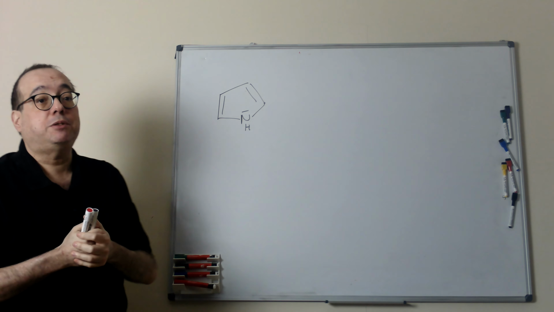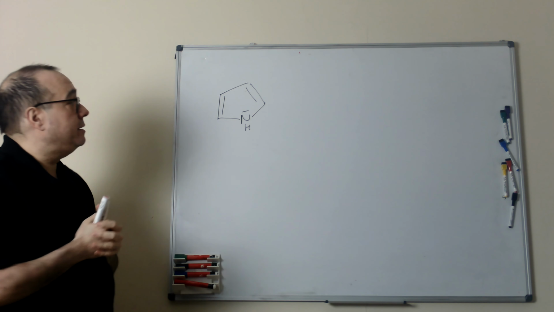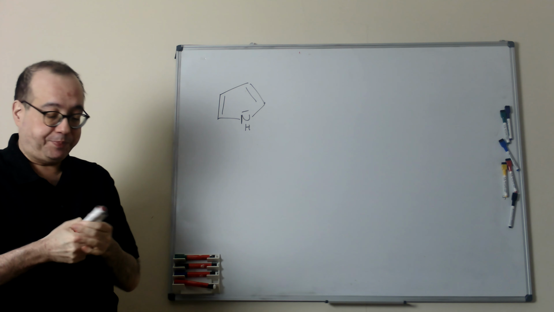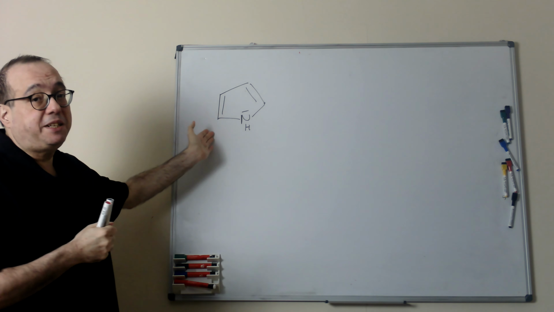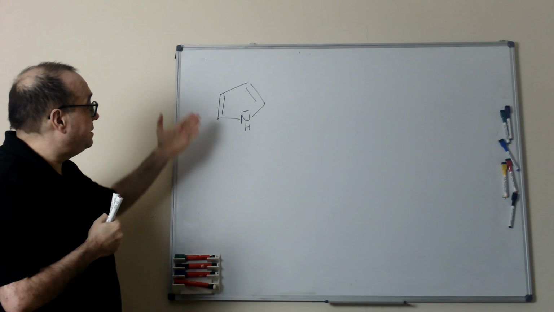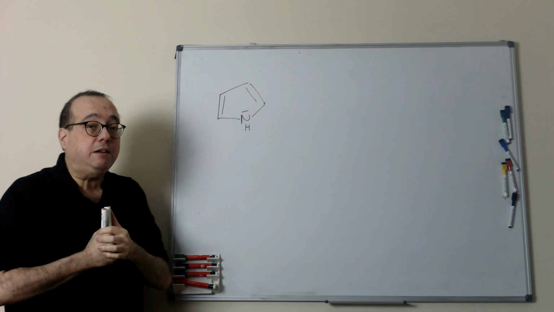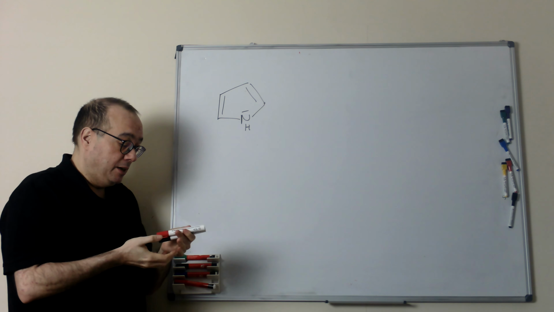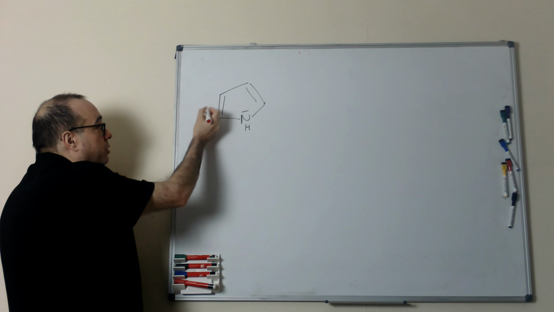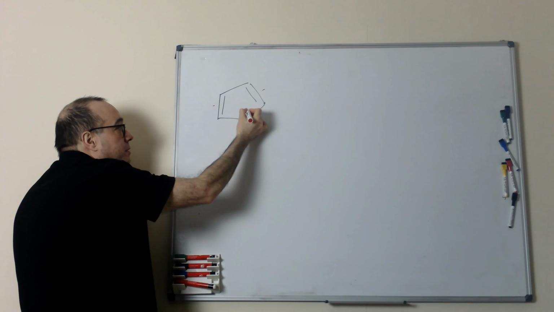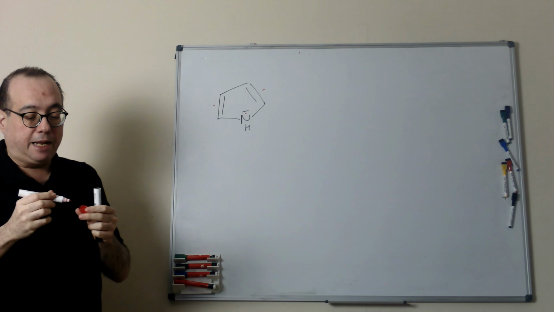Today we will talk about heteroaromatics and 5-member rings. The most representative of the 5-member rings is down here, a pyrrole. Why is it aromatic? Because we have 2, 4, 6 electrons.